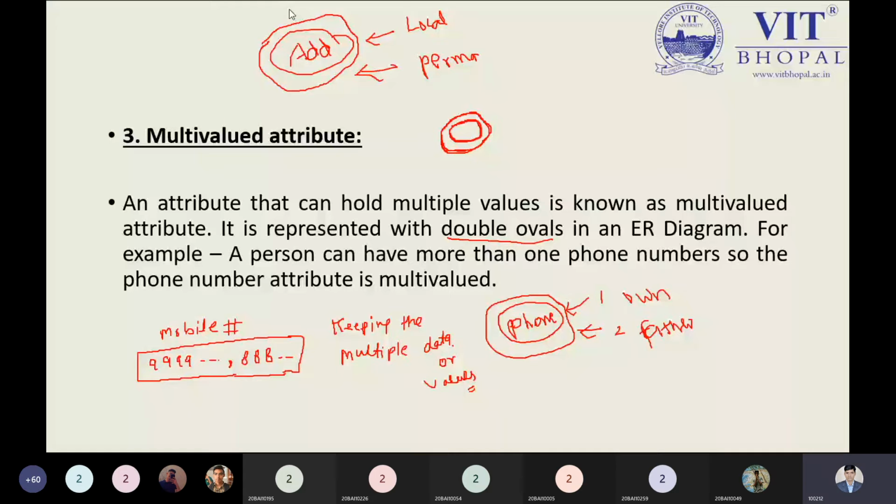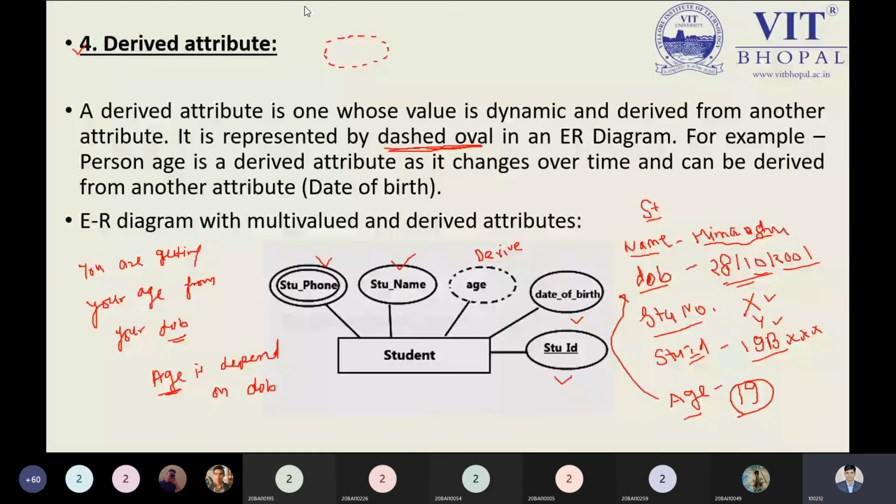Now, the third or fourth one, we have derived attributes. And a derived attribute is depicted by the dashed ellipse, as I told you while discussing the symbols or notation of the ER model. So you are getting your age from your date of birth. So age depends on the date of birth. So when age depends on the date of birth, age becomes the derived attribute from the date of birth.